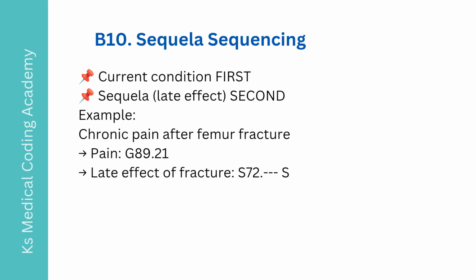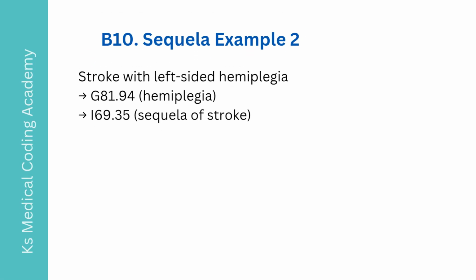Example. Chronic pain after a healed femur fracture, G89.21 for chronic pain, followed by the fracture code with a seventh character, S, for sequela. Sequela example 2. For a patient with left-sided hemiplegia due to a previous stroke, we assign G81.94 for the hemiplegia, then I69.35 for the stroke sequela. This follows the two-code sequela rule.